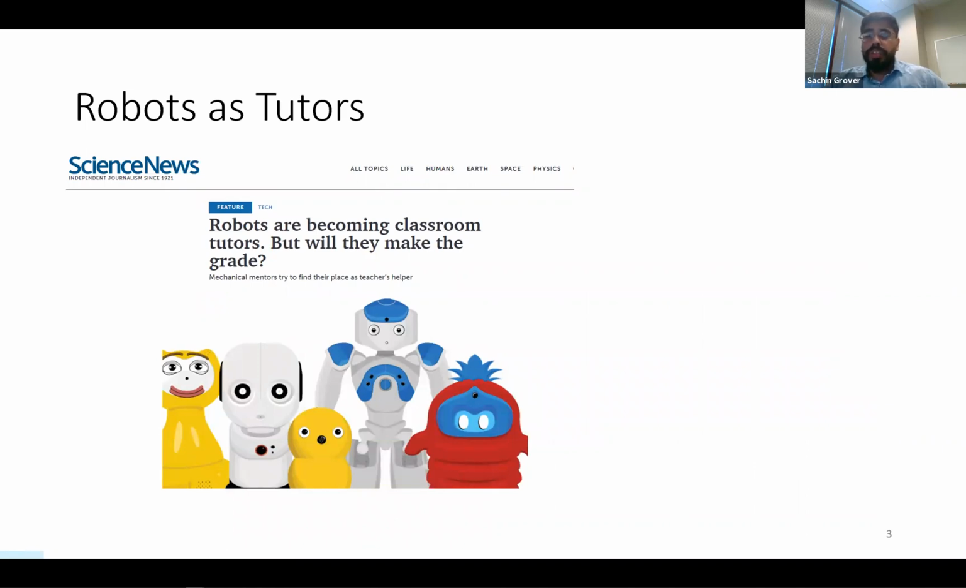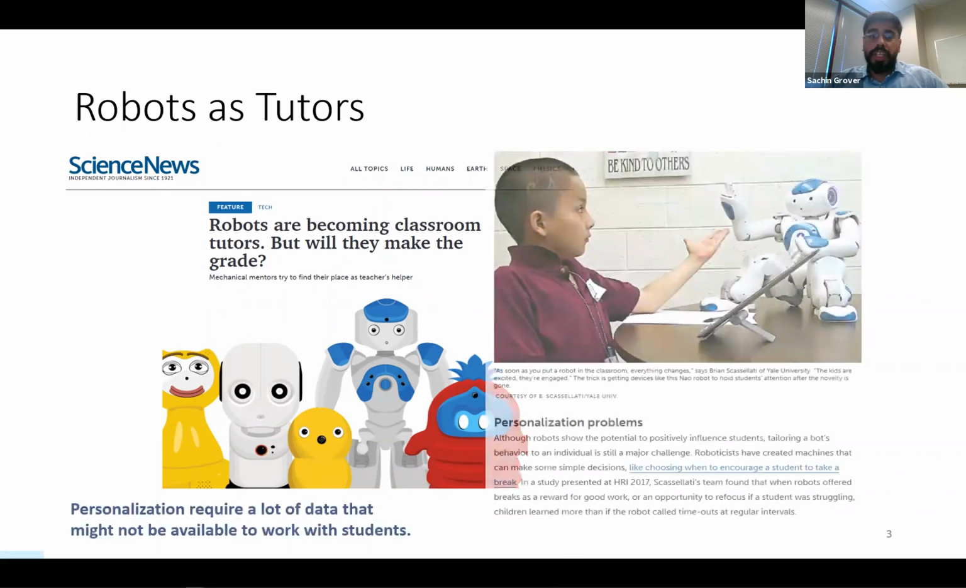Another environment where robots are actually active participants with the humans is classrooms. In these classrooms, there has been some work where robots interact with the students, ask them questions or give them feedback, and help them practice. However, these systems actually run into a lot of personalization issues, where what to exactly present to the student becomes a difficult task.